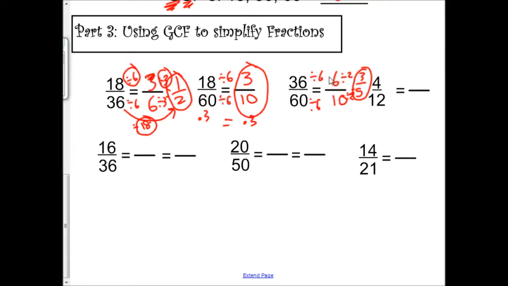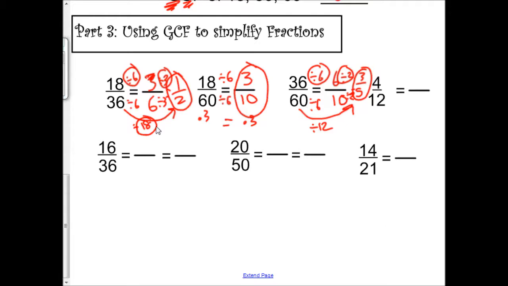So clearly 6 was not the greatest common factor. Since I divided by 6 and then I divided by 2, if I had thought of the GCF right away, I would have divided them both by 12. Dividing by 6 and dividing by 2 is the same as dividing by 12. So the GCF of these two was actually 12. So it's not that we can't divide more than once, but if you use the greatest common factor, then you'll only have to divide once instead of twice.